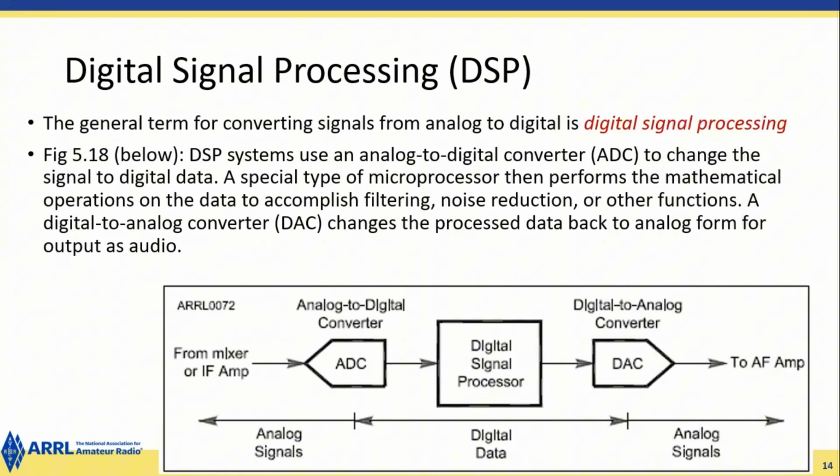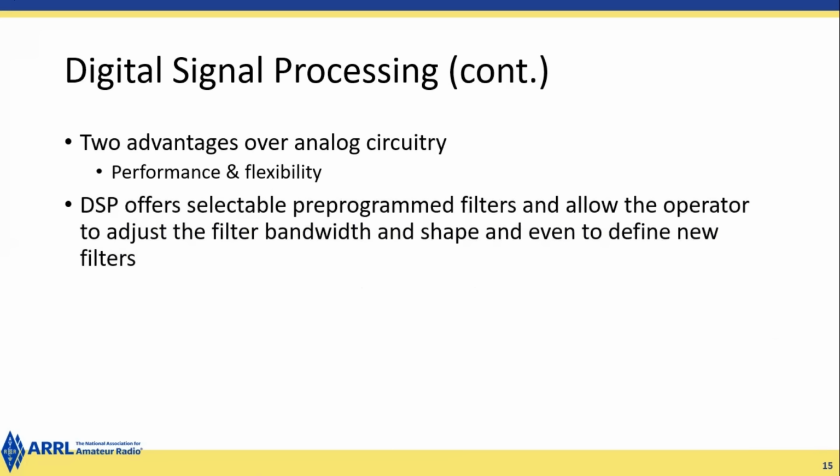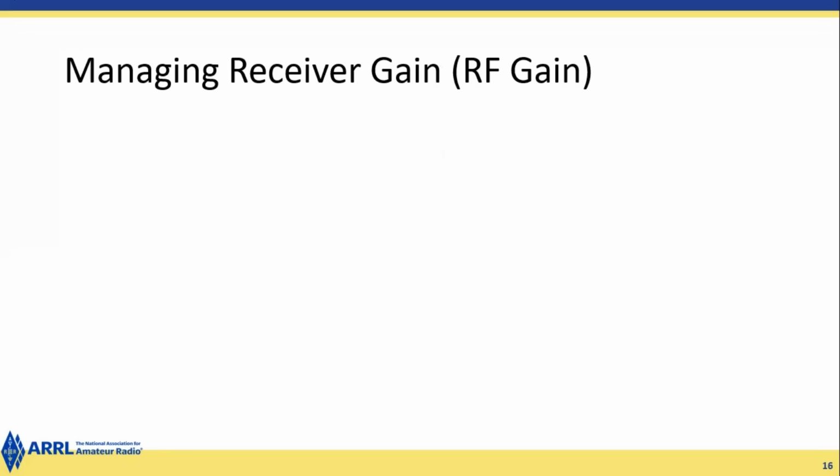Digital signal processing has two advantages over analog circuitry: performance and flexibility. DSP offers selectable programmable filters and allows the operator to adjust the filter bandwidth and shape and even to define new filters. Expensive functions in analog circuits can be implemented in DSP as a program without additional hardware. A lot of the modern receivers and radios we buy today have DSP circuits in them, and they've come a long way and they work very well.